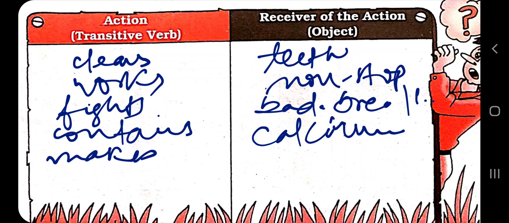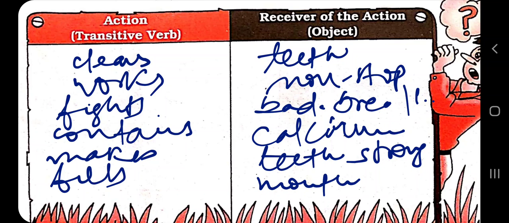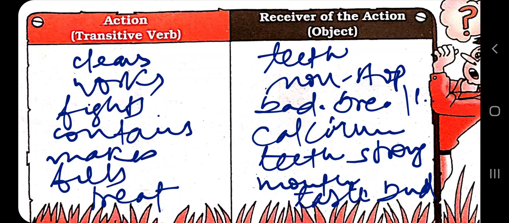Makes. What? Makes teeth strong. Fills. What? Mouth with freshness. Fills mouth with freshness. Treat what? Your taste buds. Treat taste bud. Do you know where the taste bud lies? If you have studied science, it is in the tongue. There are about 10,000 taste buds in our tongue. Leave the protection. Leave what? Protection. So this is worksheet 6.